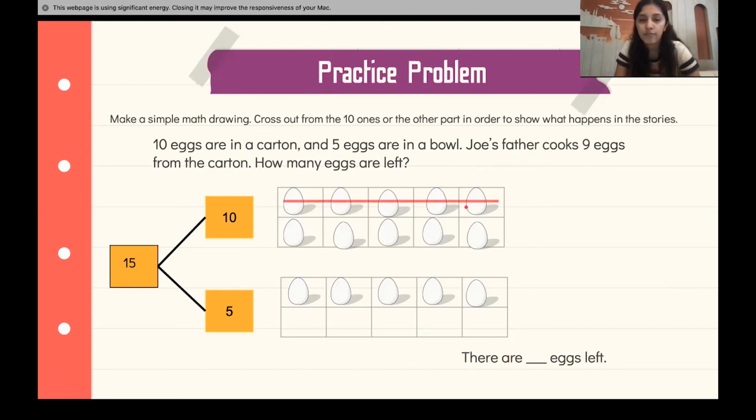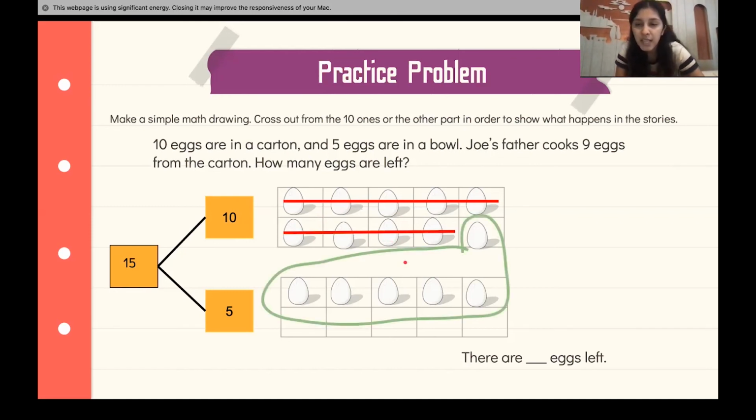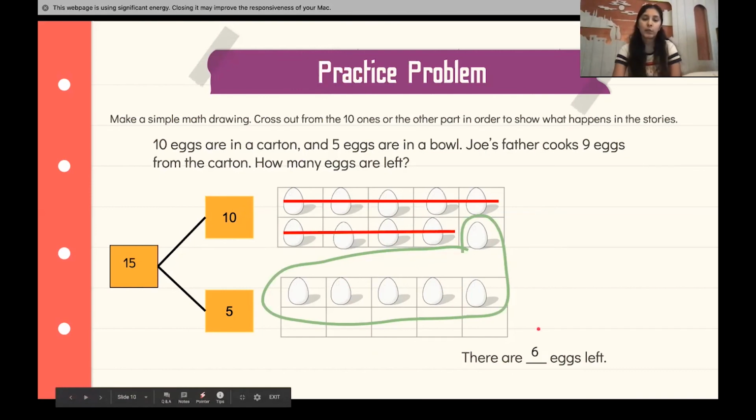1, 2, 3, 4, 5. So that's 5. I need to take away 9. I need to subtract 9. So that's 5, 6, 7, 8, 9. There, I subtracted 9 eggs. So let's circle the ones that are left over. How many eggs are there left over? So let's count them. So these are how many? 5 and 5 plus 5 plus 1 is equal to 6. So there are 6 eggs left. Nice work.